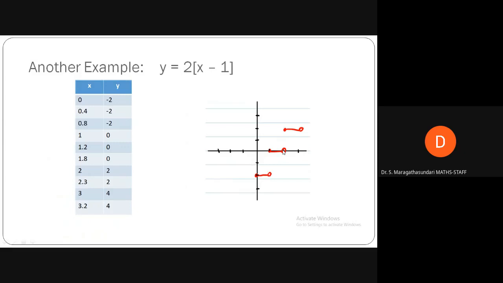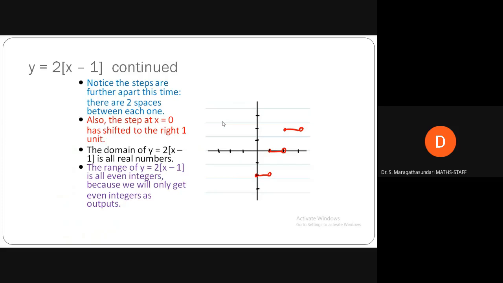So this is my 0. And here y is equal to 2 and y is equal to minus 2. There are two spaces between each one. Also the step at x is equal to 0 has shifted to the right 1 unit.